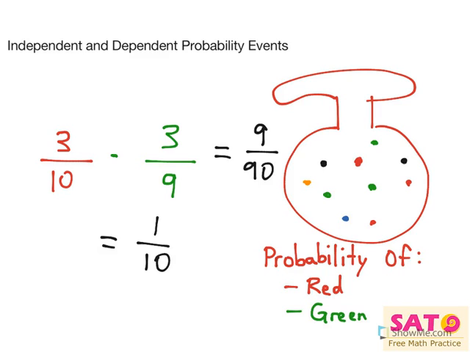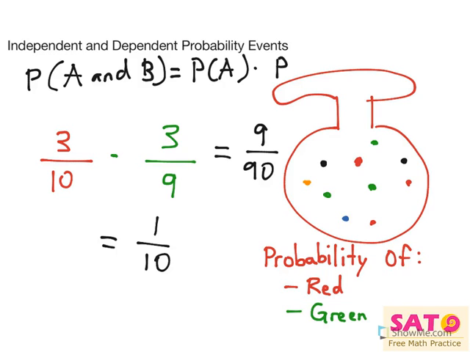So this one would be a dependent event, because the second one is dependent on what you got in the first one, because there's less marbles. So the formula for here would be probability of A and B equals probability of A times probability of, here's some fancy notation, B given A.